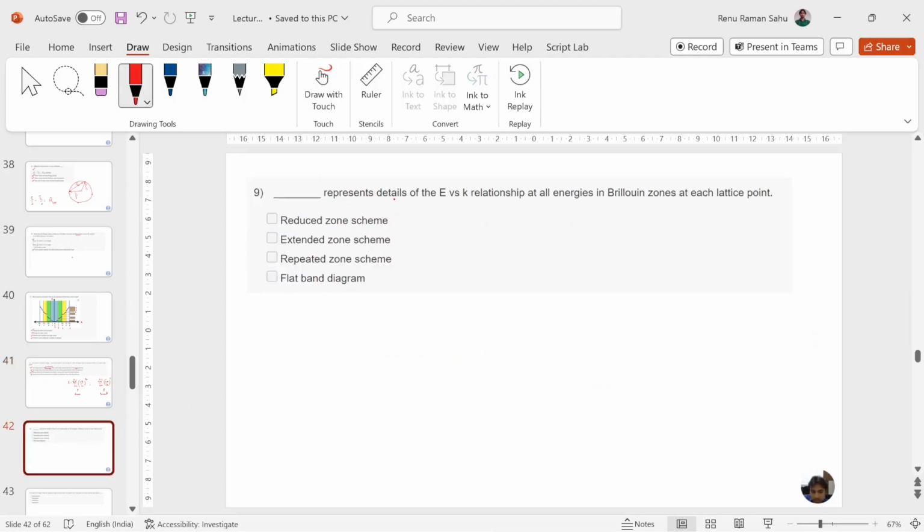The dash represents details of the E versus K relationship at all energies in Brillouin zones at each lattice point. So it is basically reduced zone scheme, E versus K, repeated zone scheme. Flat band diagram, no. Extended zone scheme also is correct, because reduced, extended and repeated zone schemes, these three are equivalent only. But in flat band, you don't have the idea about.